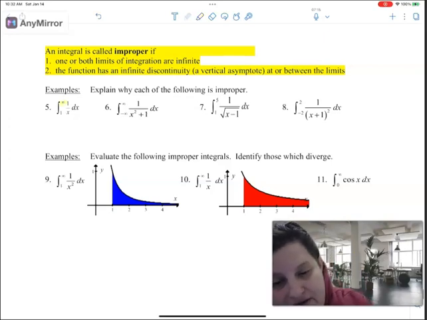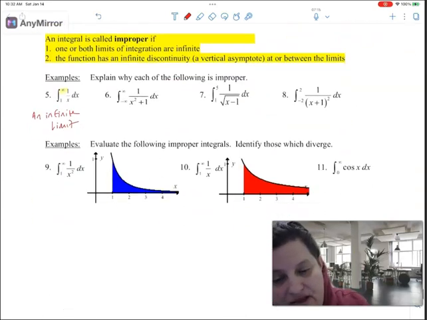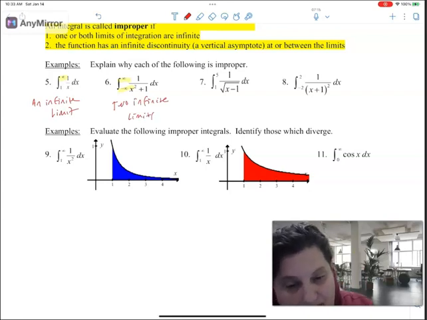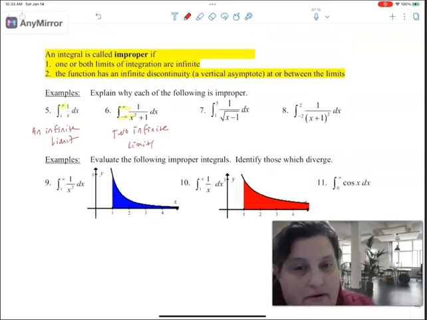So why is this improper? It has an infinite limit. And why is this one improper? It has two infinite limits. All right, so that's the reasoning. It just wants to know why they're improper, so that's what it would look like, okay?